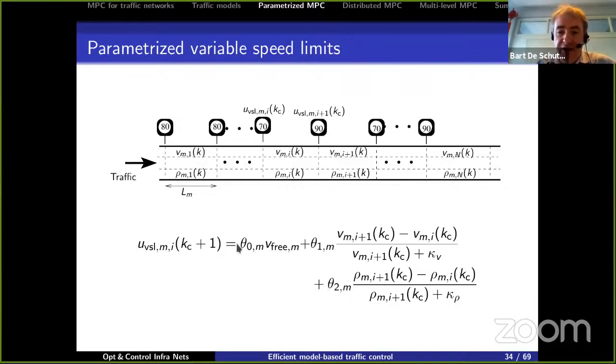An additional advantage is that we can take different parameters for every segment, but we can also say for the whole link, for every segment, we will just use the same parameters. And in that way, we get, again, a further reduction of the complexity. So that's for speed limits.